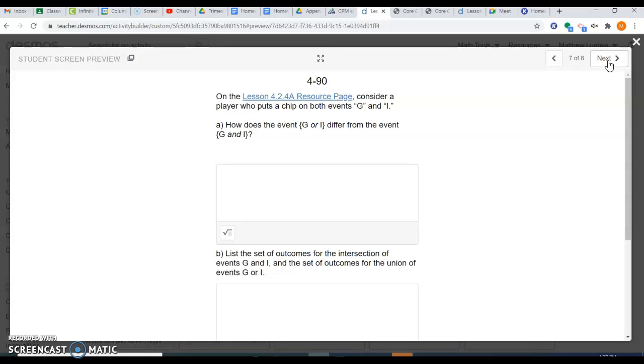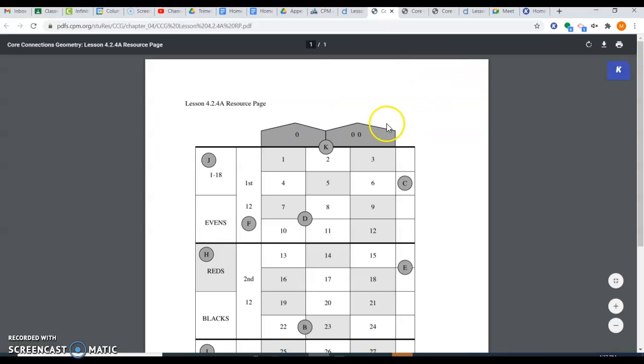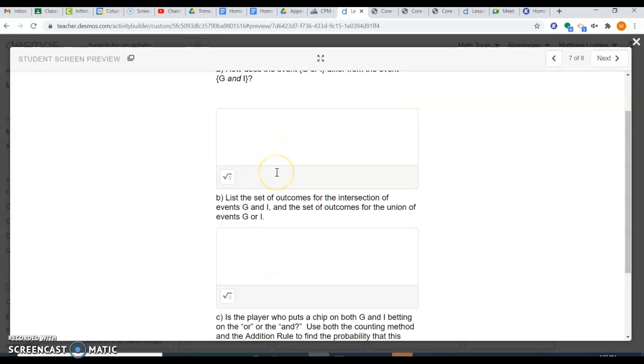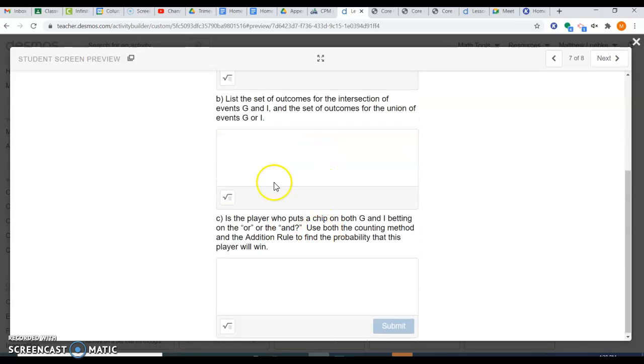Now, here we just have an additional problem, again using the resource page, same one as before. You're just going to see the difference of the intersection and the union of G and I there, and then at this point, I think you'll be good to go, and you can try to use the addition rule at the end there.